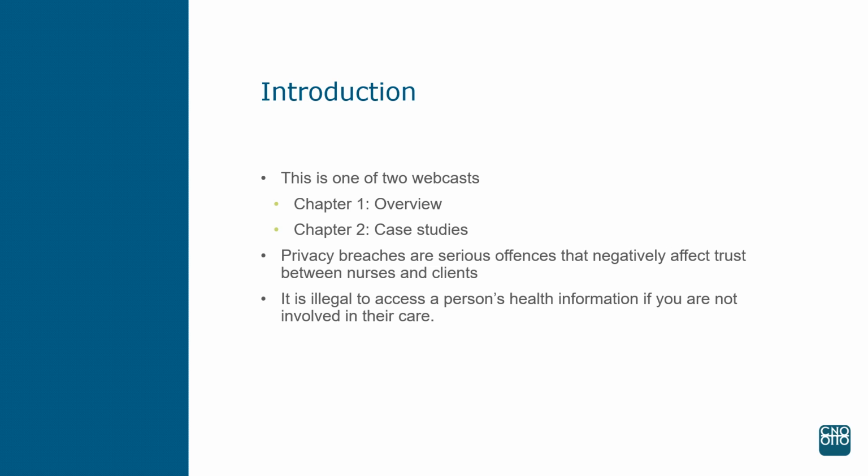Privacy breaches are serious offenses that negatively affect the trust between nurses and their clients, as well as the public's trust in the nursing profession. As a nurse, you're accountable for maintaining the confidentiality and privacy of clients' health information. It is against the law to access a person's health information if you don't need the information to provide care to that person. The college and the government are increasingly concerned about privacy breaches and have been taking legal and regulatory steps to protect the public and hold individuals and organizations accountable when they commit privacy breaches.